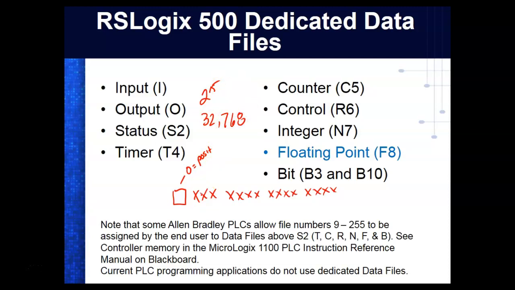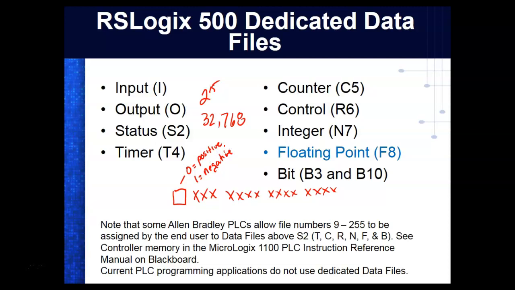768. So what they do is they say, okay, if I'm dealing with signed integers, if there's a zero in the most significant bit, the number's positive. So zero is positive. And if I put a one, it means the number is what? Negative.